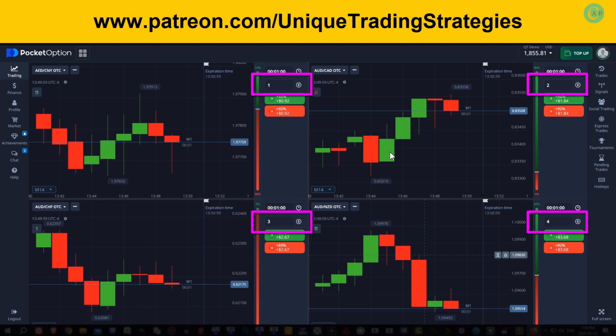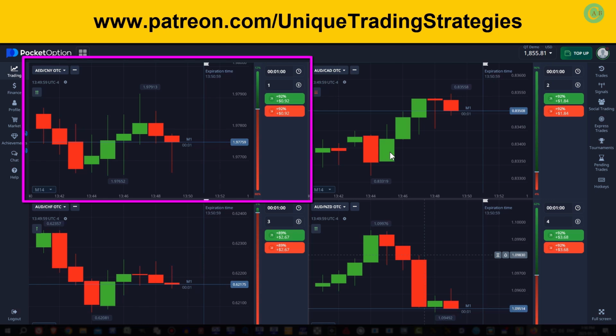Regarding investment amounts, I'll explain those later. First, I need to clarify the mechanics of the strategy, when and how to execute a trade. Here is how it works. I start with the first chart for my first trade. I wait for the current candle, the open candle, to close. If it closes bullish, I enter a buy trade at the opening of the next candle. If it closes bearish, I enter a sell trade at the opening of the next candle.